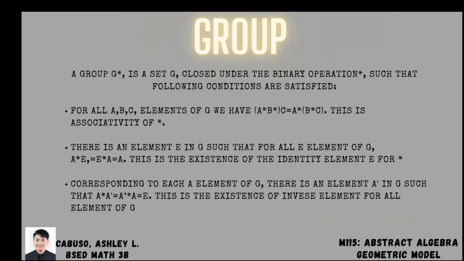Then corresponding to each element of G, there is an element A inverse in G such that A star A inverse is equal to A inverse star A is equal to E. This is the existence of the inverse element for all elements of G.